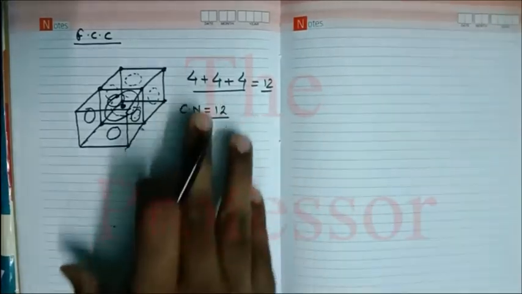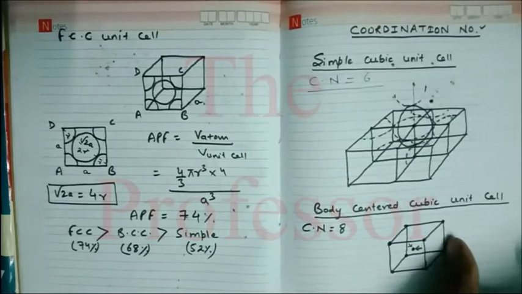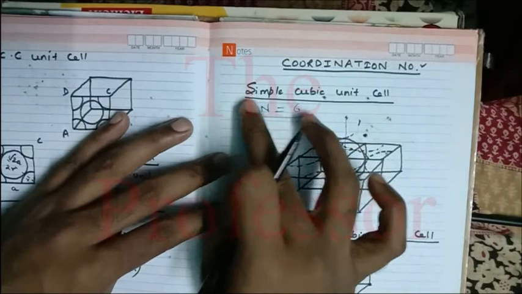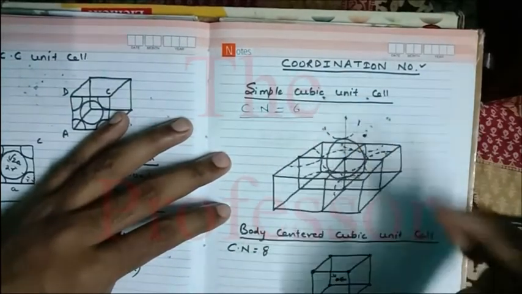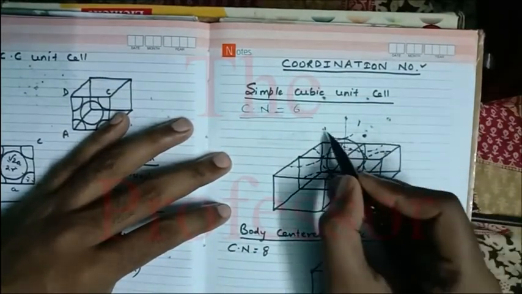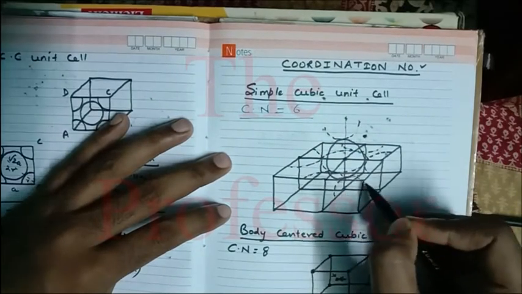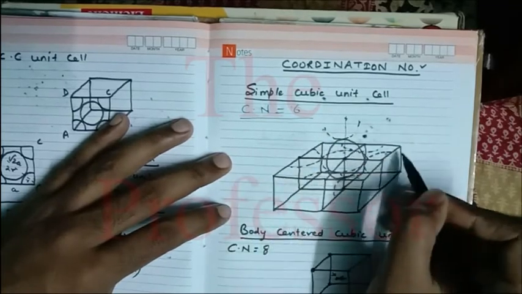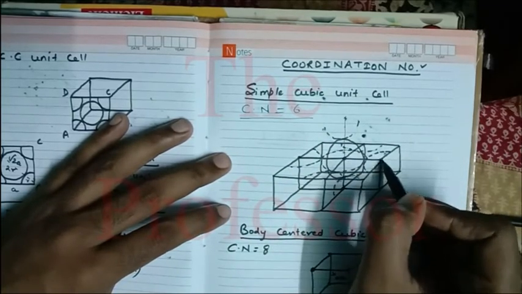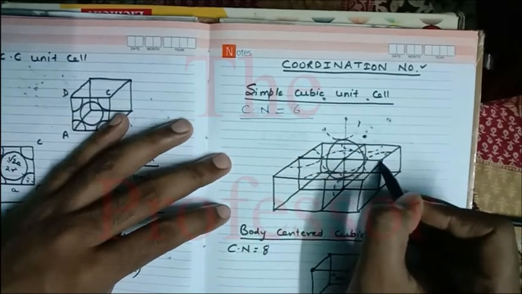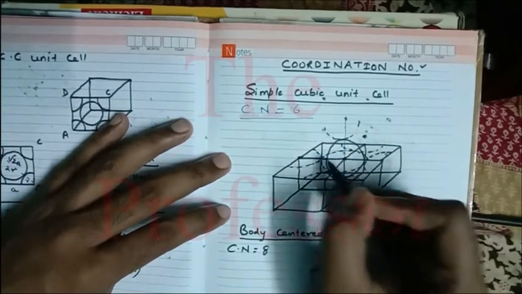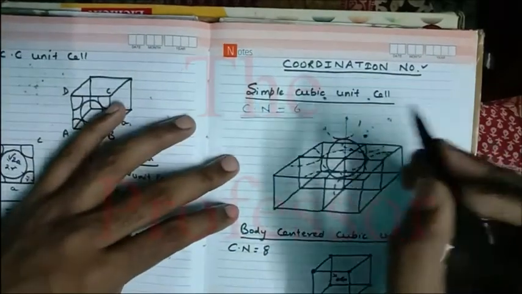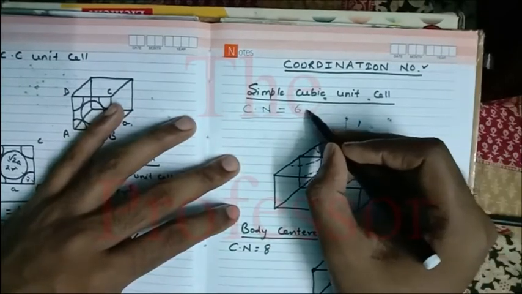I repeat, I summarize what we have studied in this video. First of all, we found out the coordination number for a simple cubic unit cell. The atom in a simple cubic unit cell makes contact with the atom above and the atom below, and in this particular plane it makes contact with the four atoms which are present here, here, here and here. So 2 atoms above and below and 4 atoms in this plane. So in total it makes contact with 6 other atoms. So the coordination number for a simple cubic unit cell becomes 6.